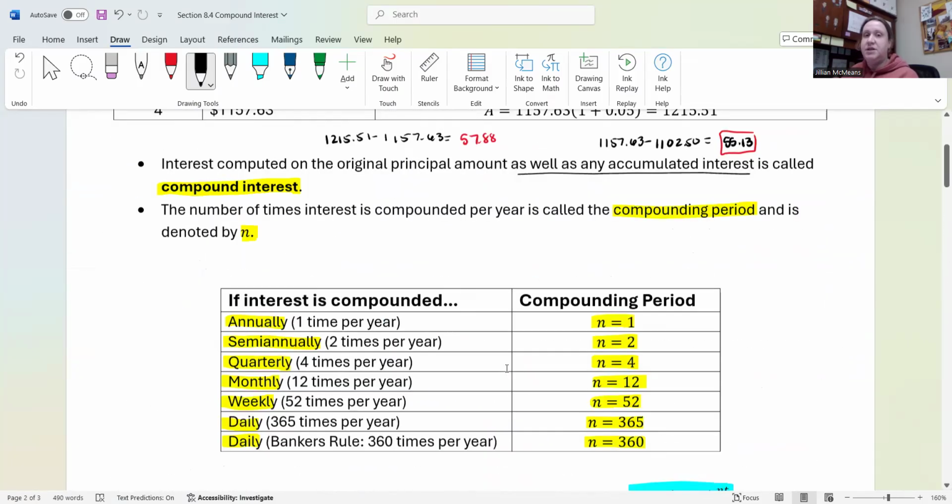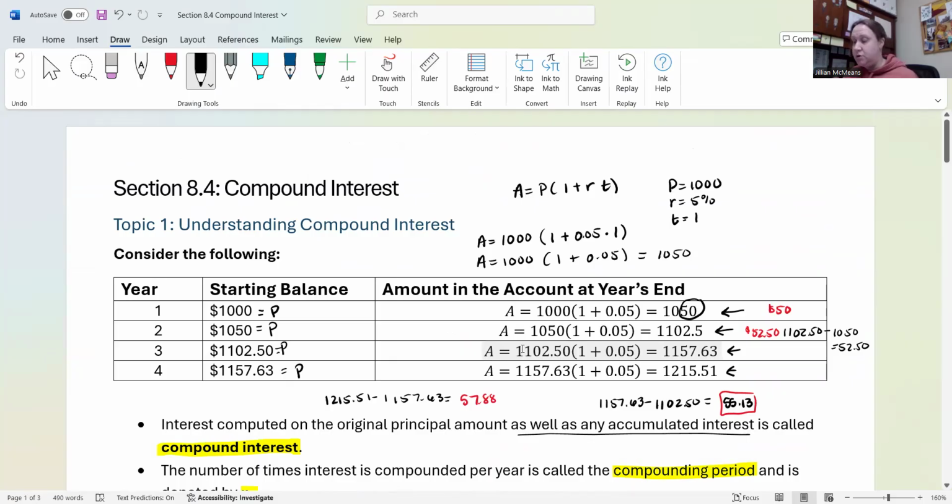So get an understanding of how compound interest works. What we never want to do is all of this work that we did up here in this table. We want to plug all this information into one formula and calculate it once, and it does all of this behind the scenes work for us. This table is just to give you kind of an understanding of how compound interest works.